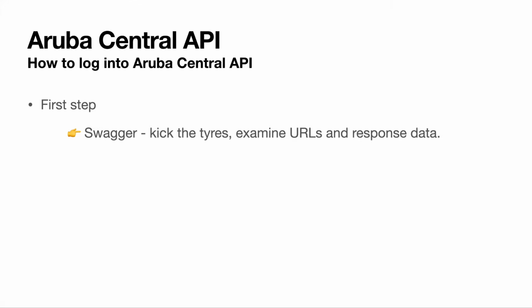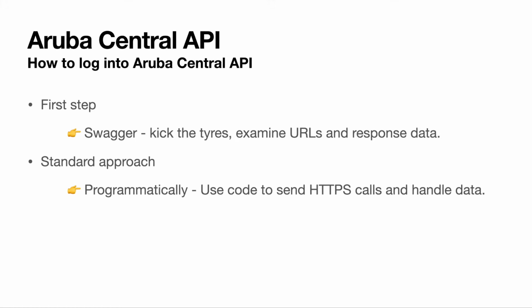The standard process is to use the Swagger interface to examine it for the URLs that we need to send our calls to, and then we can see the data that we get back from the API. Then we move on and we translate that to, and I'm calling this the standard approach, which is to interact programmatically. So we're using code to send HTTPS calls to the API, and then we will receive our response data and we use code to do something with that data. Let's jump in and have a look at the Swagger interface then.